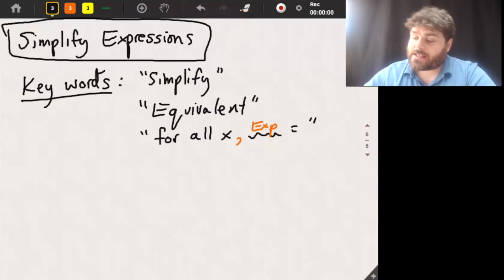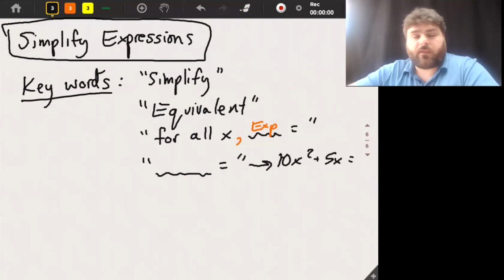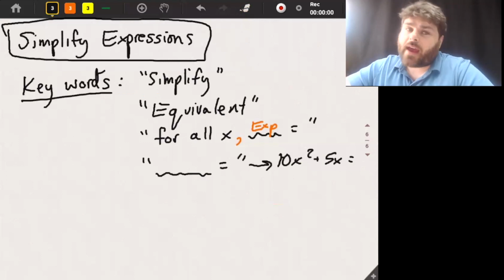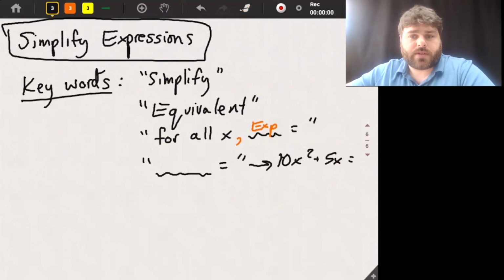Now, lastly, you might see this. It might just give you an expression and then an equal sign. Like it might say 10x squared plus 5x equals. There's an example of what that might look like. Now it doesn't say simplify, it doesn't say equivalent, it doesn't say for all x this expression is equal to. It just gives you an expression and then an equal sign. And that is where we're going to simplify. You're going to rewrite that in a different way.